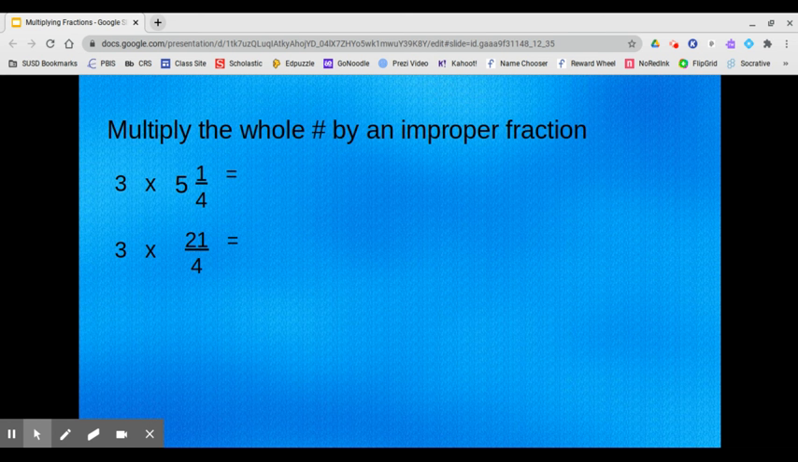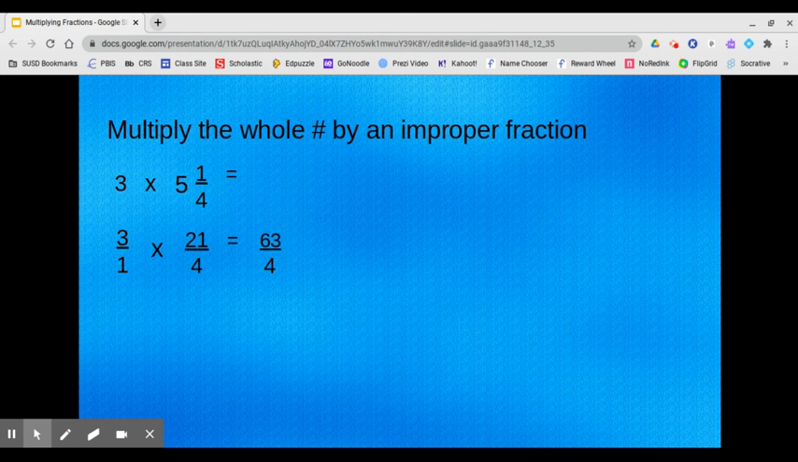We just needed to change it into its improper fraction in order to multiply it across, because with multiplication rules for fractions, we can just multiply straight across the numerators and straight across the denominators. So we can say 3 times 21 gives us 63. Just 1 times 4, same denominator, 4. So we have 63 over 4.